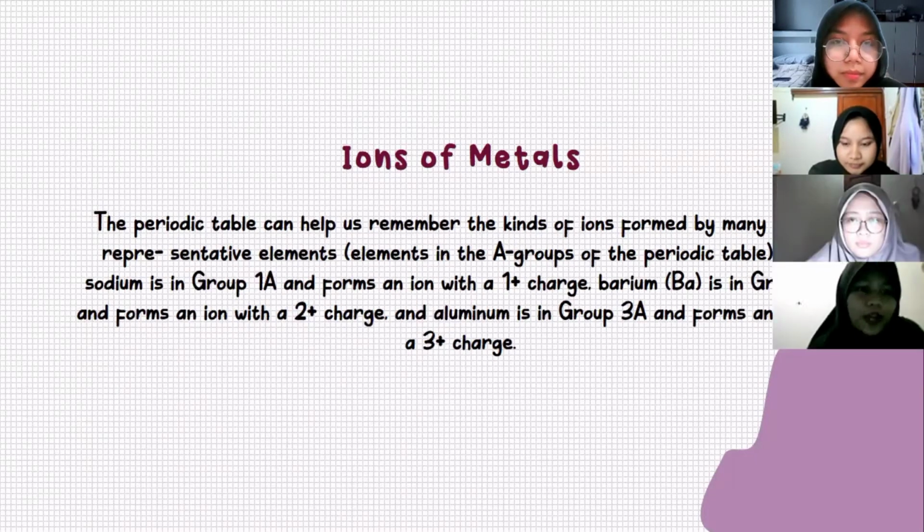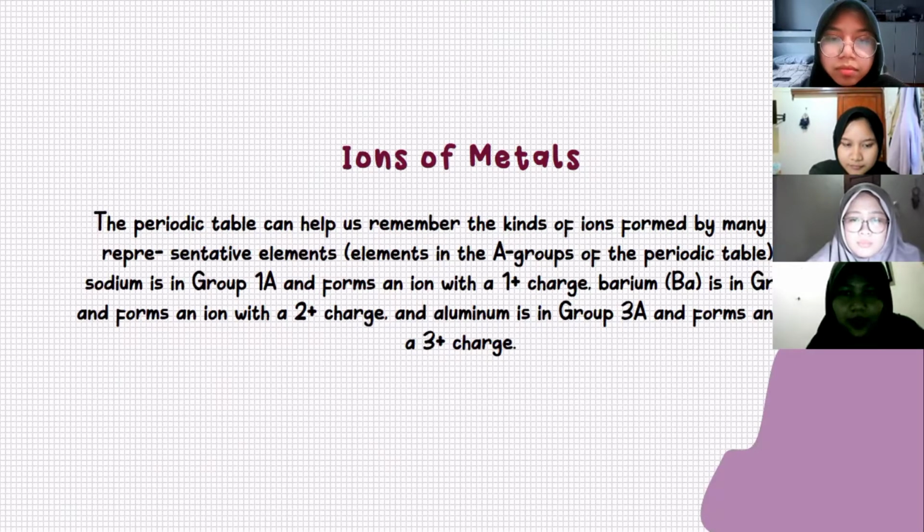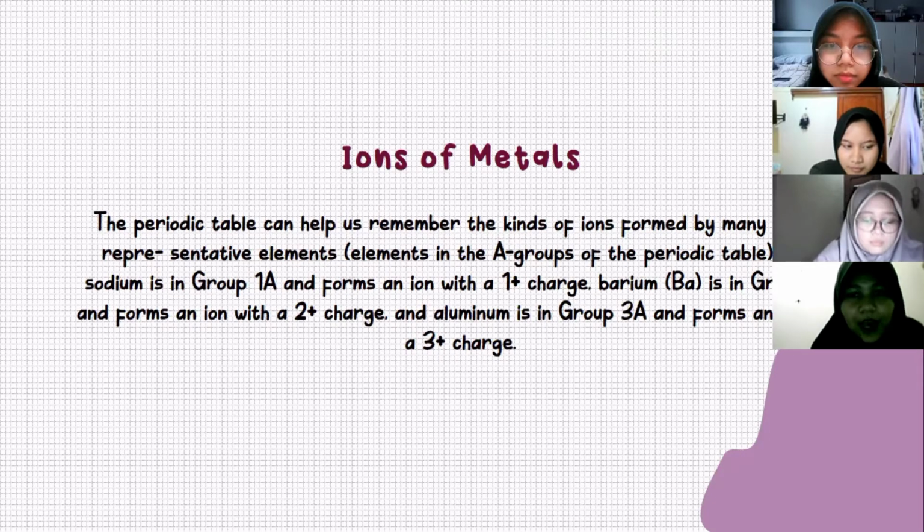I want to explain ions of metals. The periodic table can help us remember the kind of ion formed by many of the representative elements, or elements in the A group of the periodic table. Thus, sodium is in group 1A and forms an ion with a 1 plus charge. Barium, or Ba, is in group 2A and forms an ion with a 2 plus charge. And aluminum is in group 3A and forms an ion with a 3 plus charge. Next.